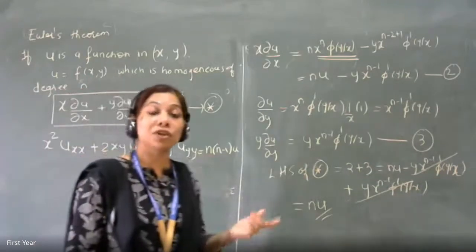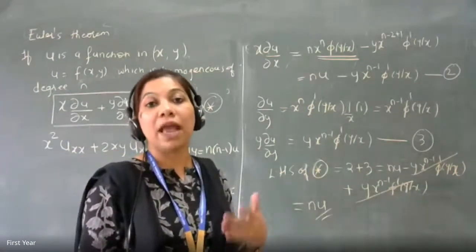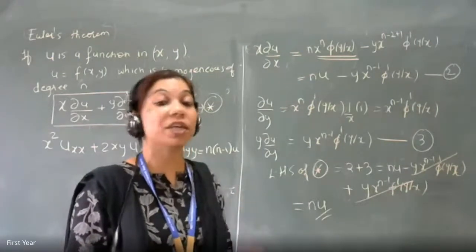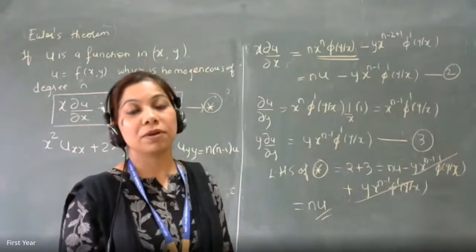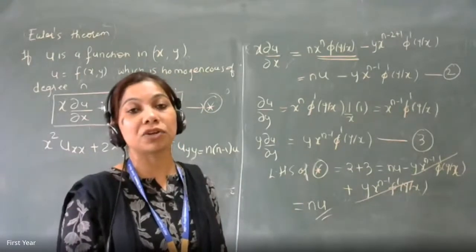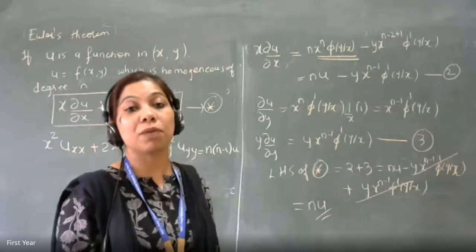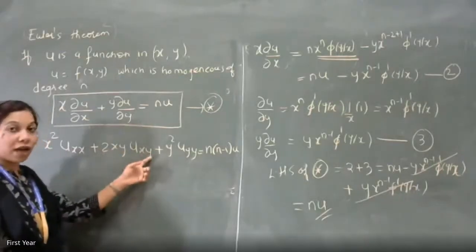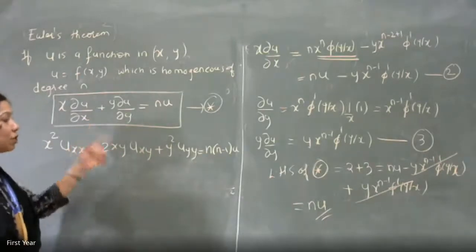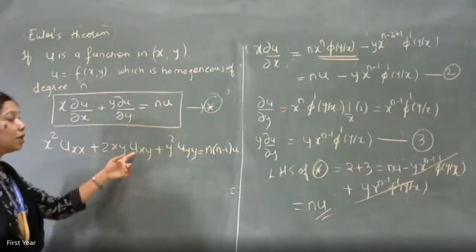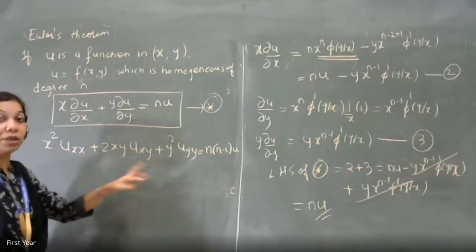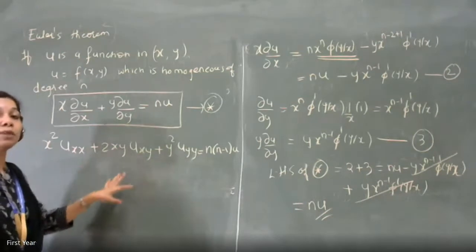If the function is homogeneous, obviously it will be of polynomial form, and we know that all polynomials are continuous. If they are continuous, their partial derivatives will be continuous, and what will happen? What can you say about the mixed partial derivatives? They will be equal. So this term which you are getting, uxy: when you differentiate this function with respect to x, you will get xy uxy, and when you differentiate with respect to y, you will get xy uyx. But they will be the same, and that's why you add them.